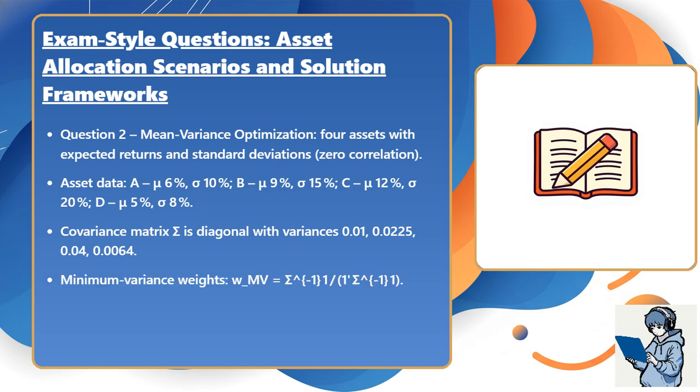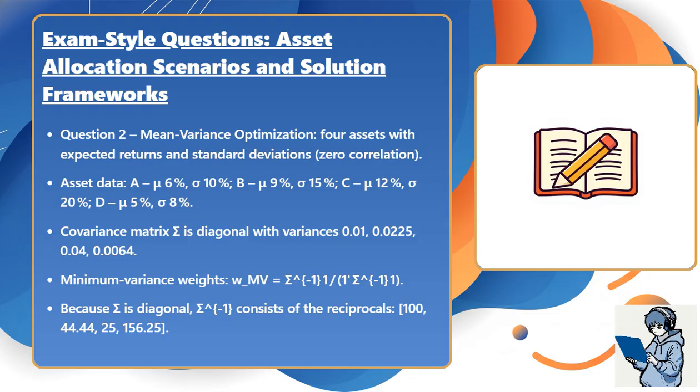Minimum variance weights. W_MV equals Σ inverse 1 divided by 1 transpose Σ inverse 1. Because Σ is diagonal, Σ inverse consists of the reciprocals: 100, 44.44, 25, 156.25. Resulting weights approximately 0.32, 0.14, 0.08, 0.46.